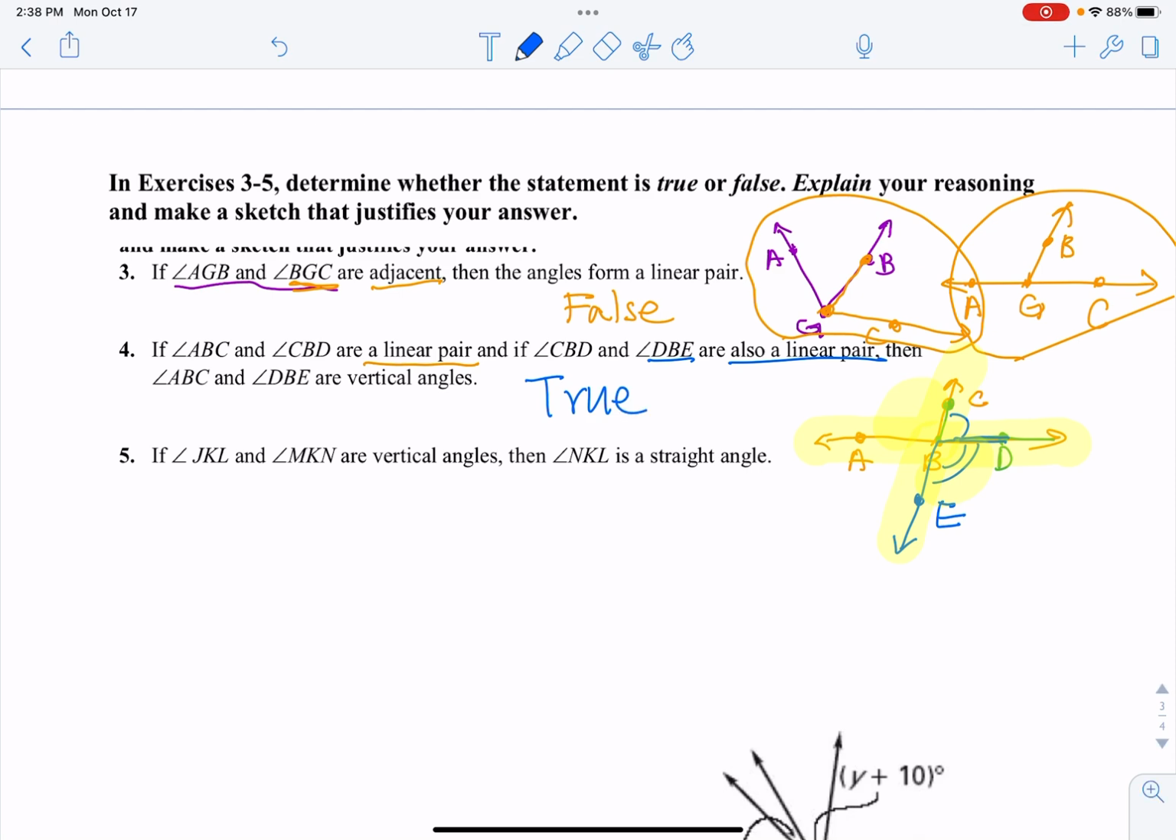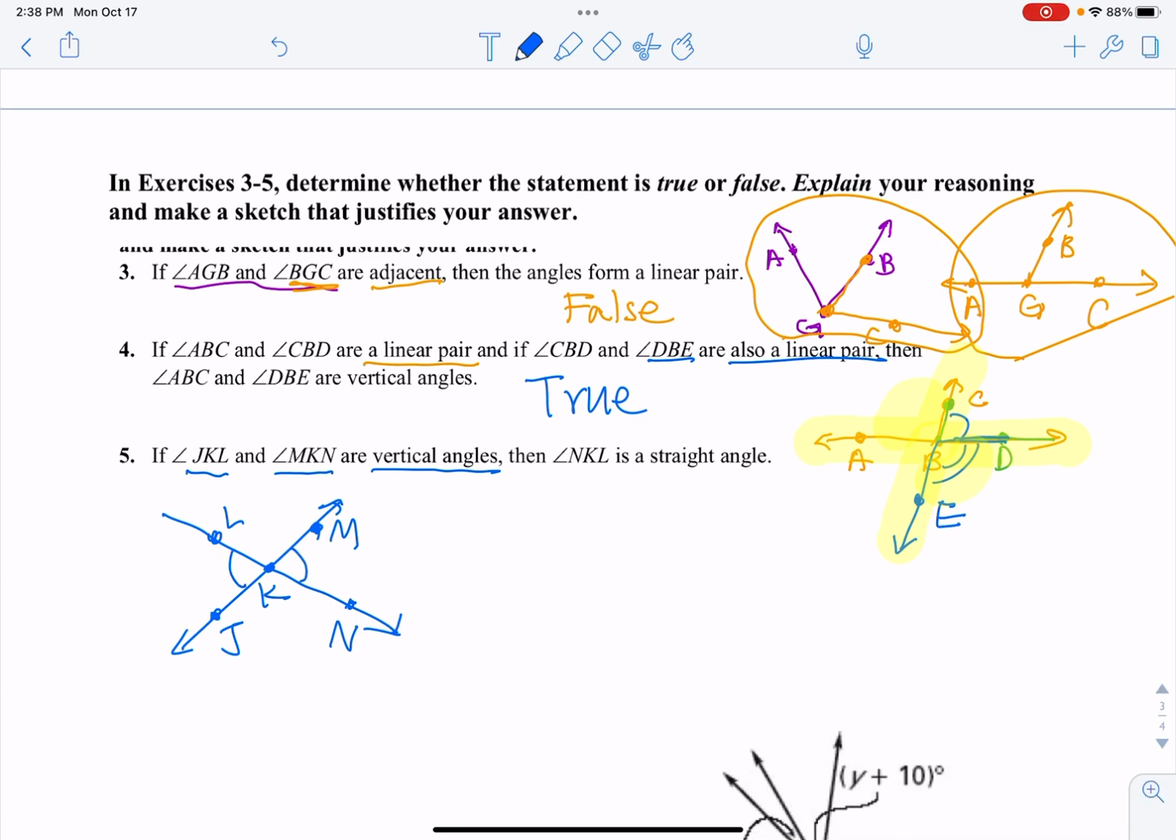And then angle JKL and angle MKN are vertical angles. To be a vertical angle, you draw two intersecting lines like that, and you mark one of them as J, K, L, and then the facing angle M, K, N will be a vertical angle. That's how you say vertical angle.